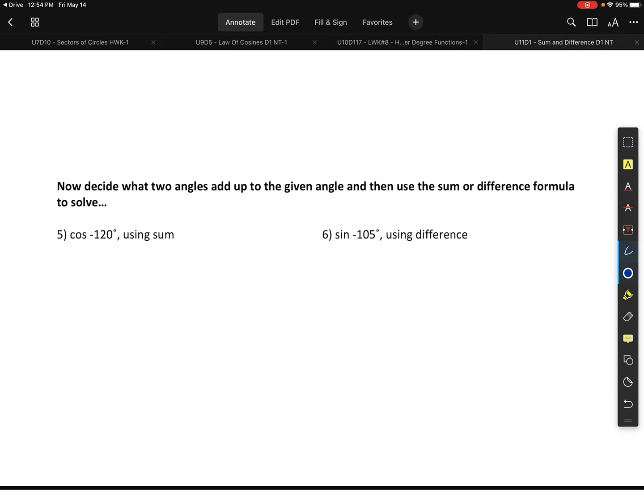If I look here, if we're using sum, cos of negative 60 plus negative 60, that works. I'm going to do this two ways to just prove a point. So this would give me cos negative 60, cos negative 60, minus sine of negative 60 sine of negative 60. So we've got ASTC. Negative 120 puts us in the third quadrant there. Okay, so what do we got there?